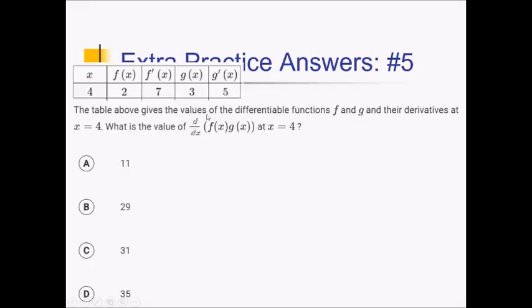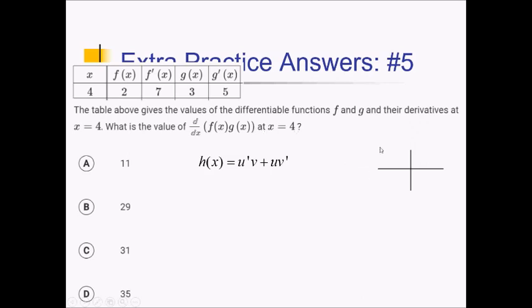For this problem, we're given a table of values for differentiable functions f and g and their derivatives at x equals 4. We want the value of the derivative of f times g at x equals 4. So because we have a product and we can't really simplify it, we're going to have to use the product rule, u prime v plus uv prime. I'm just going to call this h of x, but you could call it whatever you wanted. And let's use the box and ribbon to organize things as we're doing this.